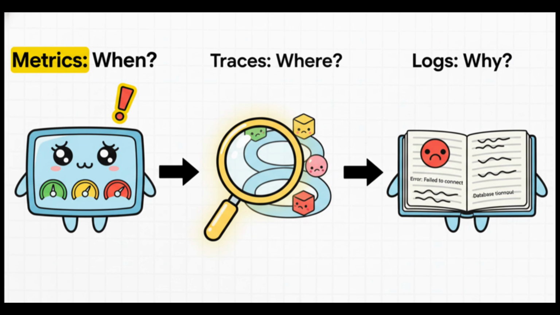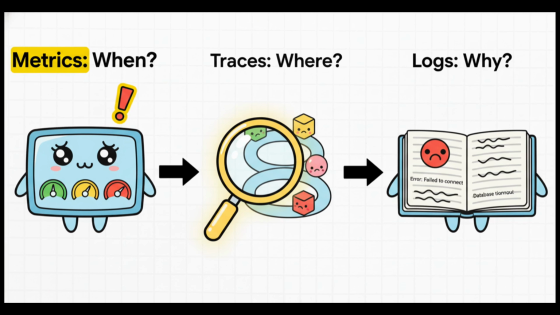And here's exactly how that plays out. Your metrics dashboard screams at you that something is wrong. Hey, the error rate just spiked. That tells you when. So you jump over to your traces to see which specific service or endpoint is throwing all those errors. That tells you where. And finally, you zoom right into the logs for that service at that exact time to find the specific error message that tells you why. See? When, where, and why. Together, they give you the complete story.